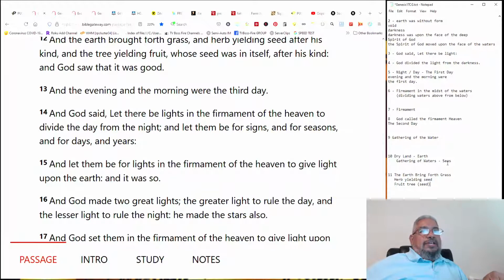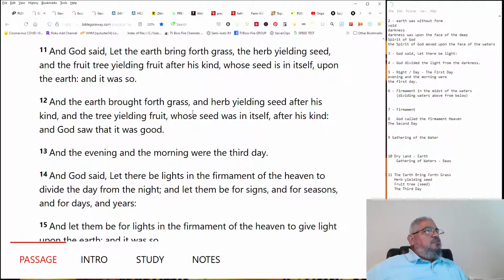And the evening, morning, and then we have the third day. So we have the third day. Okay. Where are we? With 13 and the third day, right? I'm sorry. Yeah, I'm writing it in the wrong place. So 11 was bring forth grass. So the bringing forth.